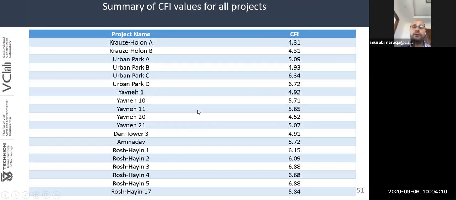Now, this table summarizes the values for the construction flow index for the different projects. The lowest values were for the Kraus Holon projects A and B, 4.31. For Yavne 1, it's 4.92. And the highest values are for the Rosh Ha'ayin projects, which show an improvement, around 6.15 until 6.88.